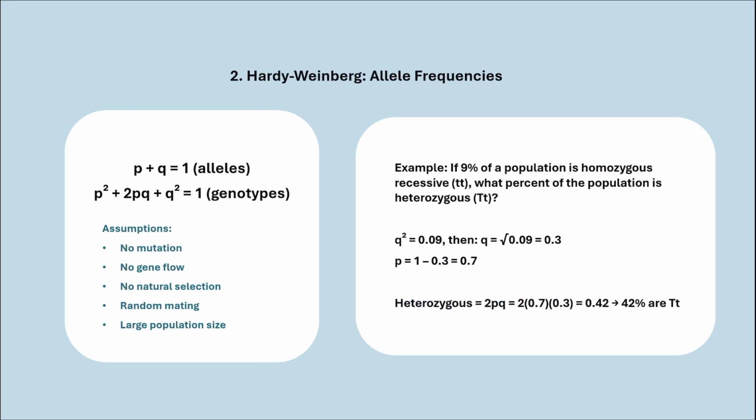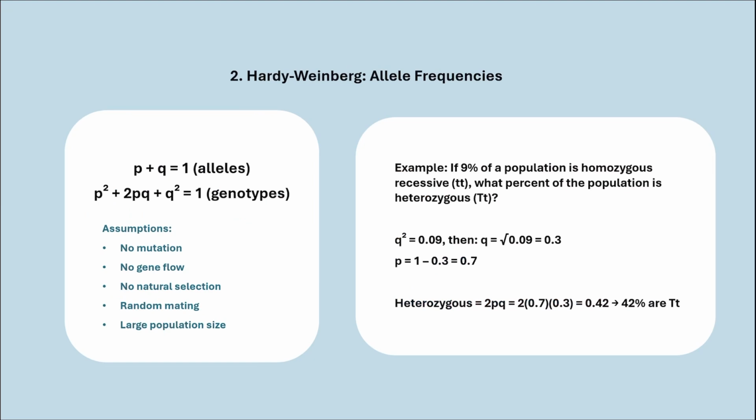Alright, next up is Hardy-Weinberg. The equations are p plus q equals 1 for alleles, and p squared plus 2pq plus q squared equals 1 for genotypes. And there are some assumptions, including there should be no mutation, no gene flow, no natural selection, there should be random mating, and a really large population size.